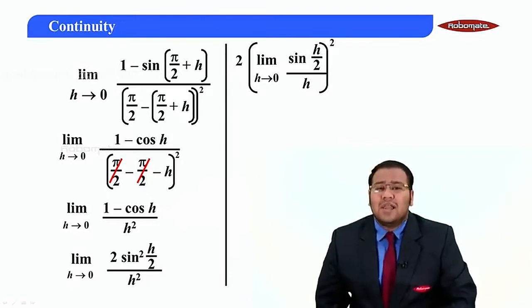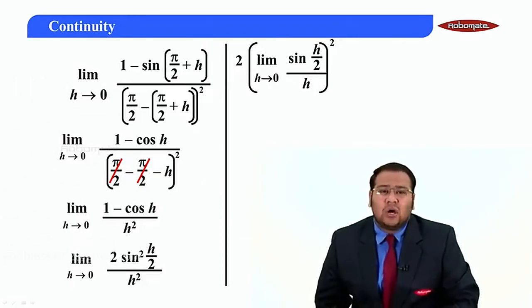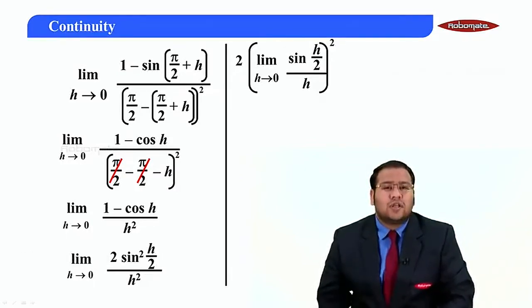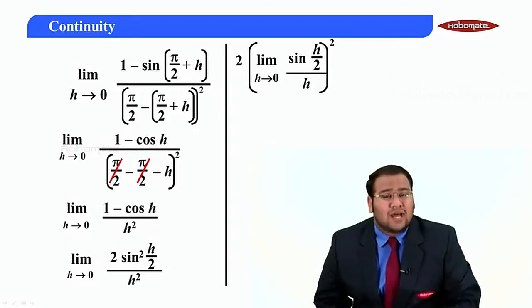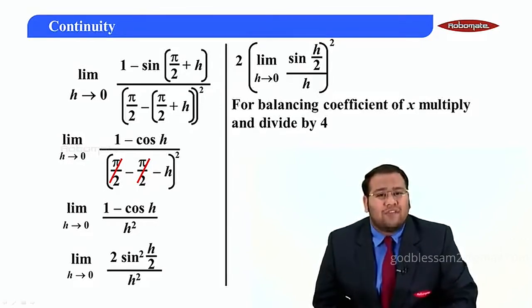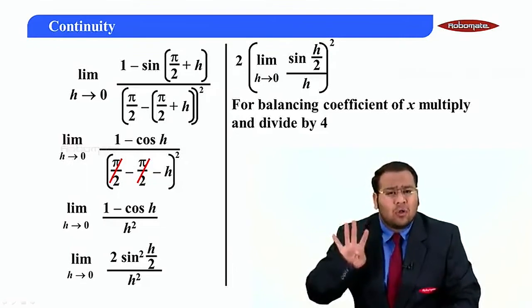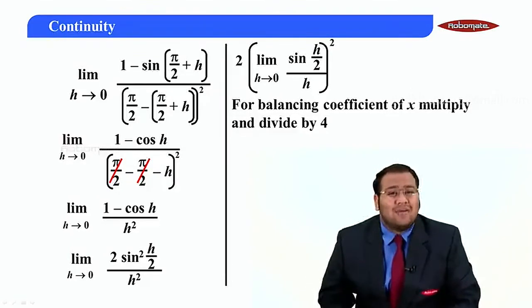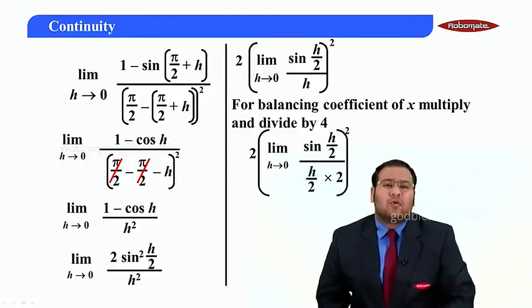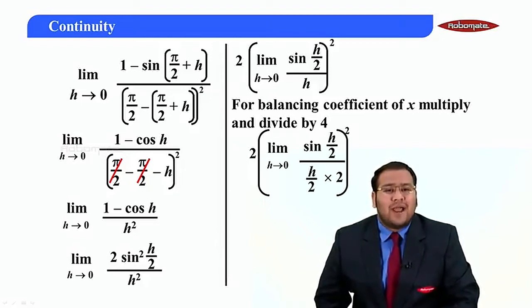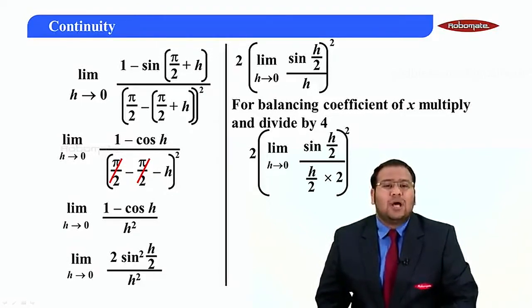But what you have is limit h is tending towards 0, sine of h by 2 upon h the whole square. So what is incomplete? The value of constant, that is sine theta upon theta. But here you have h by 2 upon h. So for balancing the coefficient of x, we multiply and divide by 4. Why 4? Because here you have square terms. Therefore, the equation would be 2 into limit h is tending towards 0, sine of h by 2 upon h by 2 into 2 the whole square.